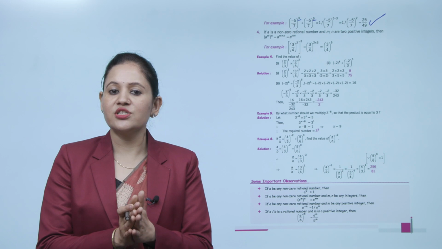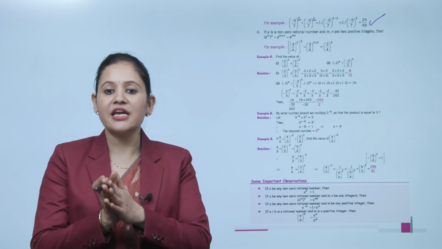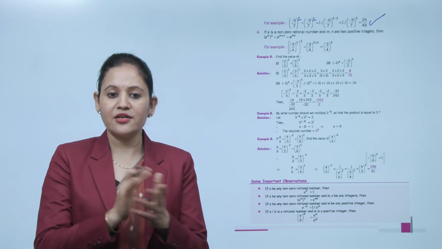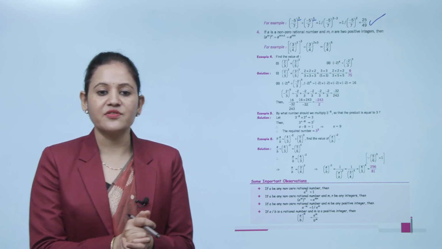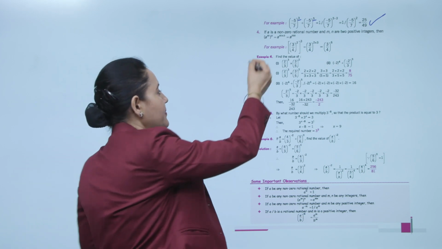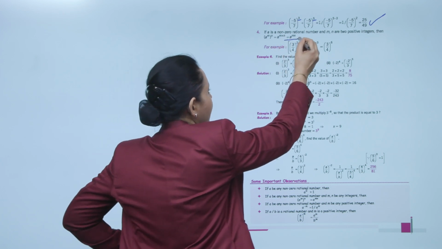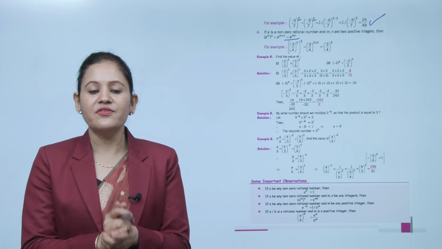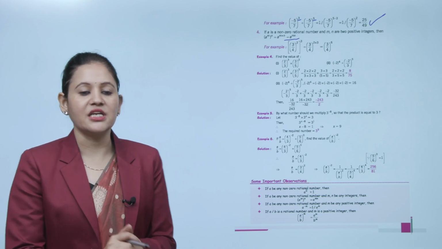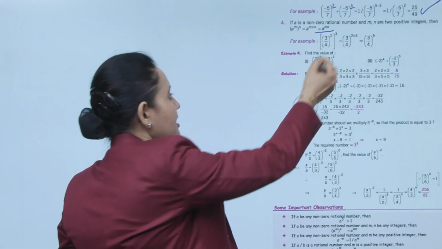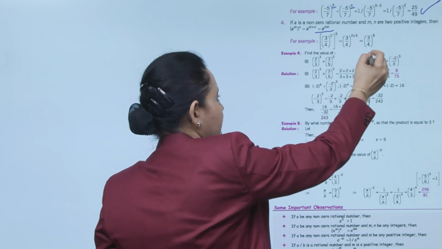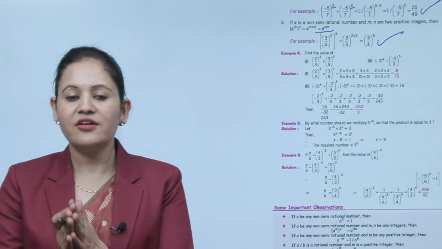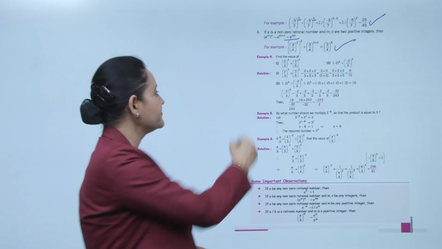If a is a non-zero rational number, and m and n are two positive integers, then (a to the power m) whole to the power n is equal to a to the power mn. The powers get multiplied. For example, (3 upon 4 to the power 2) whole to the power 3. So the powers get multiplied: 3 upon 4 to the power 2 into 3, that is 3 upon 4 to the power 6. Clear? Now we'll take an example.